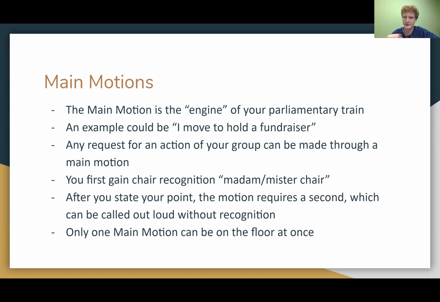My motion requires a second, which is like an affirmation by another member of the meeting, which can be called out loud without recognition. So I might say second to somebody else's motion just to show that another person is supporting it and that we can move on to discussing it. If there is no second, the motion can't move on because it means you're the only person that wants it to happen. Also, only one main motion can be on the floor at once in order to prevent confusion.